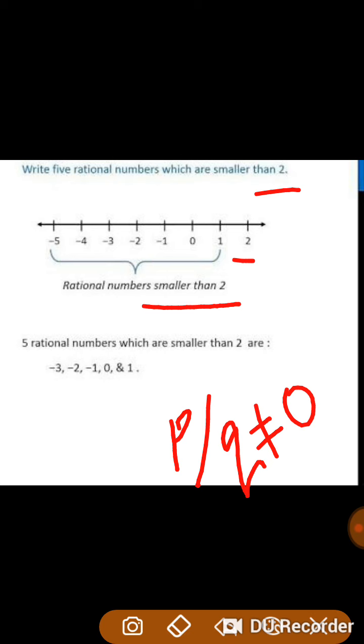Got it? Now if the question arises that which numbers are greater than 2? So it's very easy to see the number line. You can extend it and the numbers which come on the right, that is 3, 4, 5 and so on, will be greater than the rational number 2.